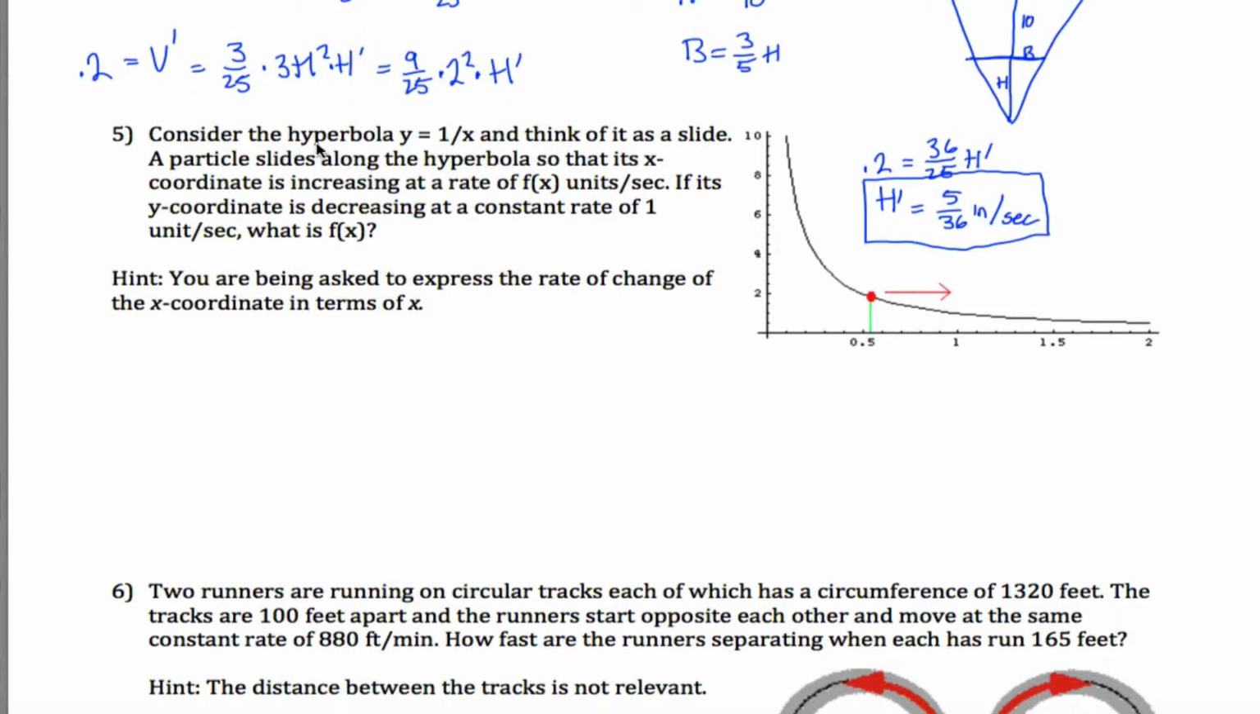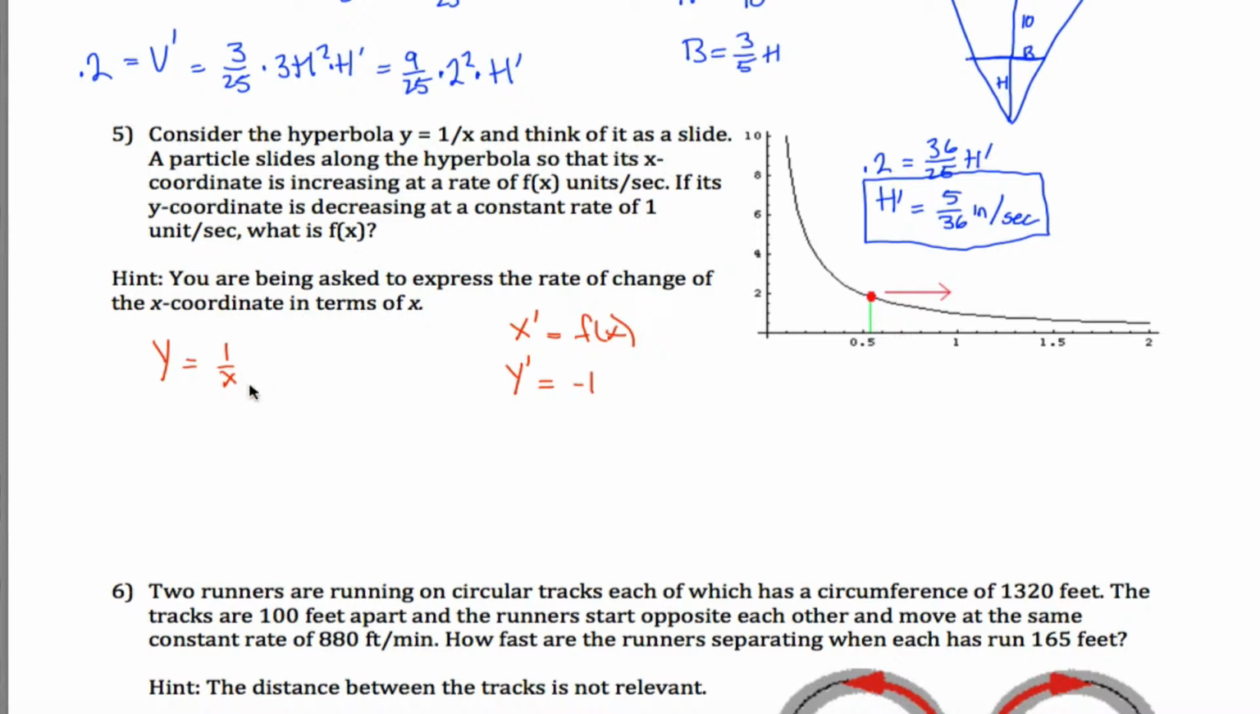All right, this next problem: consider the hyperbola y equals 1 over x. That will serve as my equation, y equals 1 over x. And think of it as a slide. A particle slides along the hyperbola so that its x-coordinate is increasing at a rate of f of x. So x prime is my f of x. If its y-coordinate is decreasing at a constant rate of 1, so y prime is equal to -1, what is f of x?